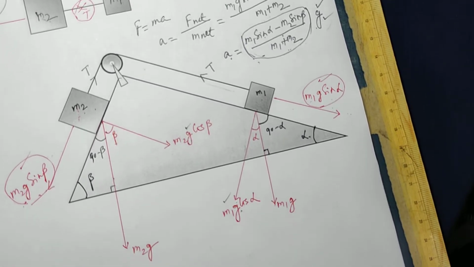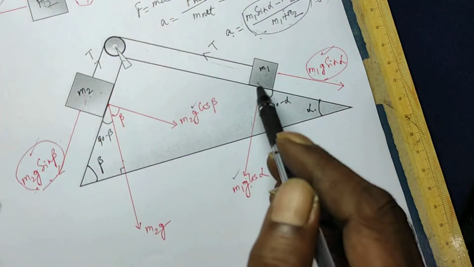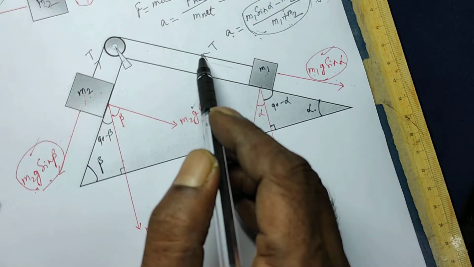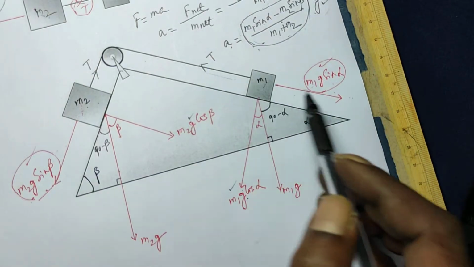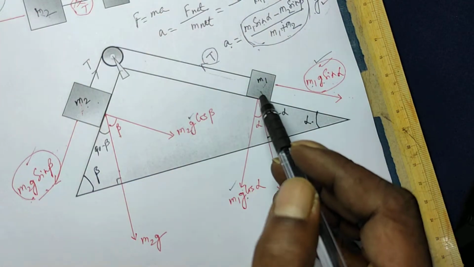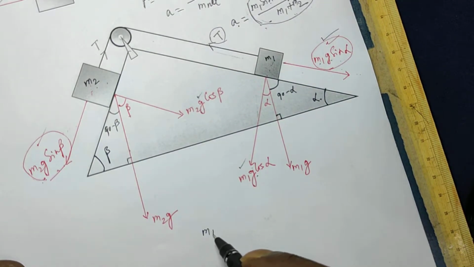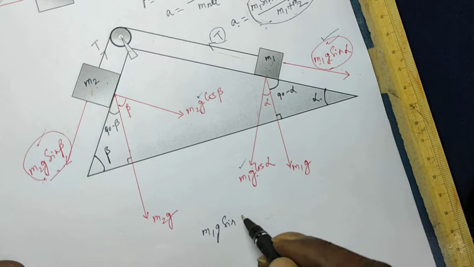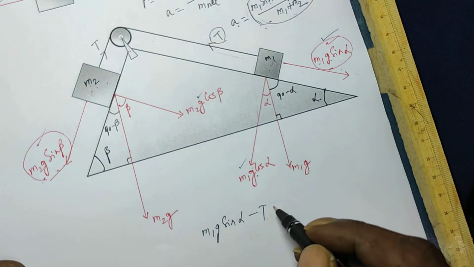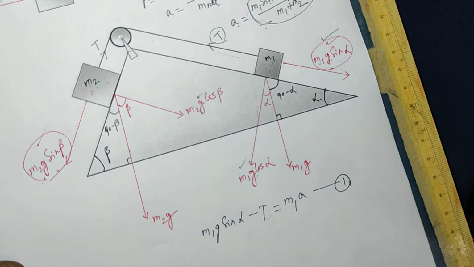So let me now write the equations for the mass M1. This is acted upon by two opposite forces, one to this side and one to this side. Since I have assumed this is coming down, M1 g sine alpha must be more than T. So for M1, the equation becomes M1 g sine alpha minus T is the net force on this. There is no friction. It will be its mass times acceleration, equation 1.